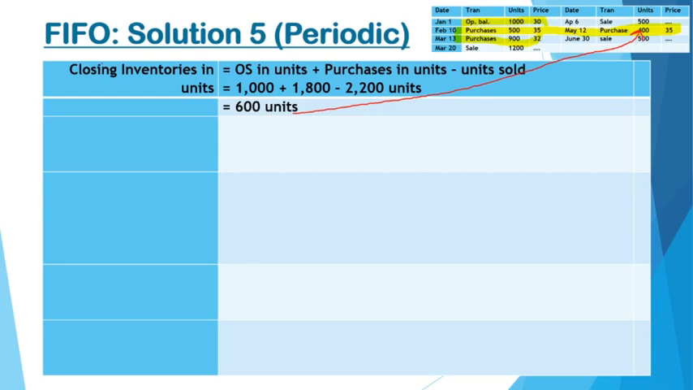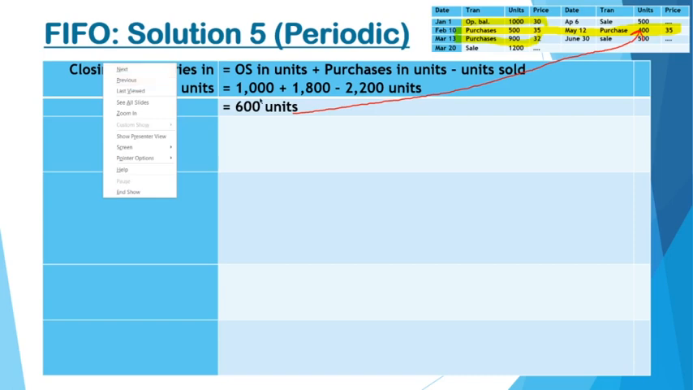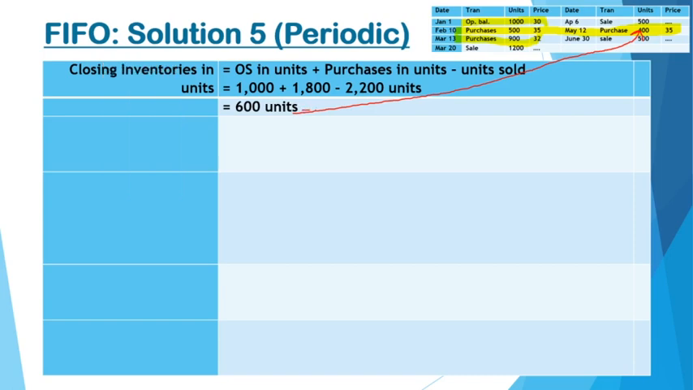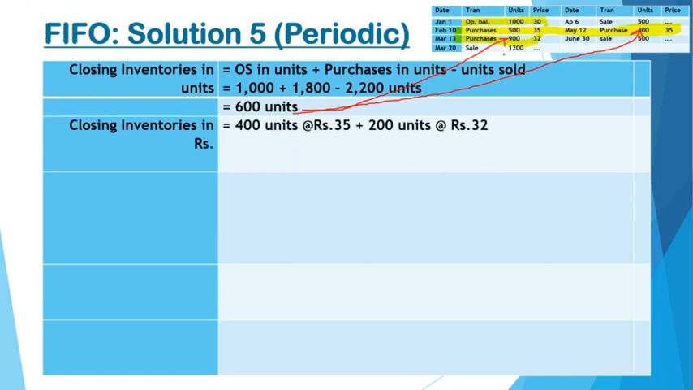So it means that the next 200 units will be recovered from this next lot of 32 rupees. So your closing stock will be 400 units of 35, the latest lot, and then 200 units from the next lot of 32 rupees. So this is your closing stock.